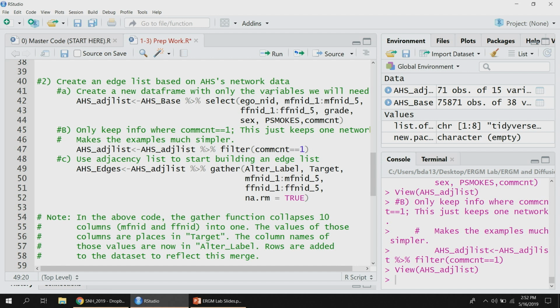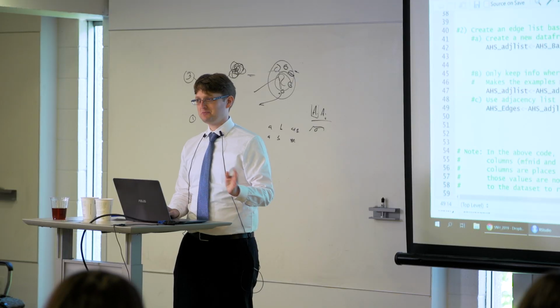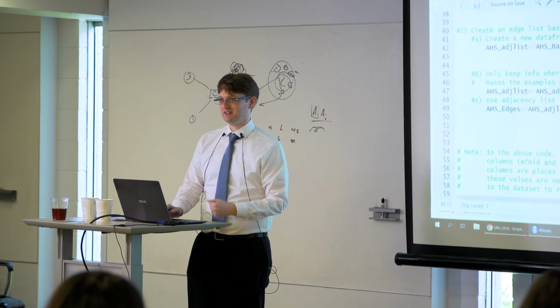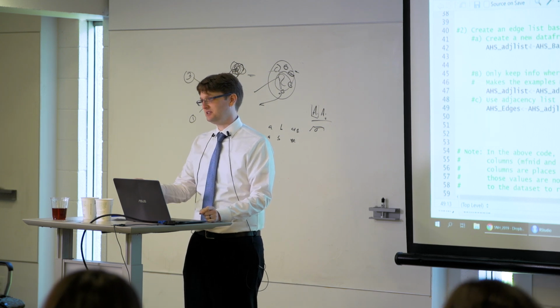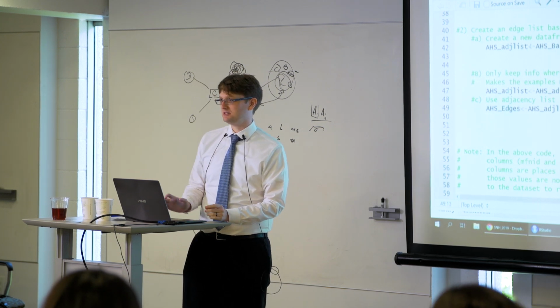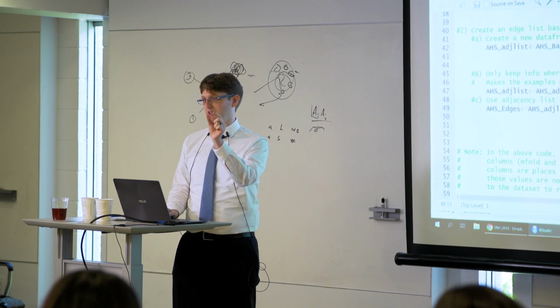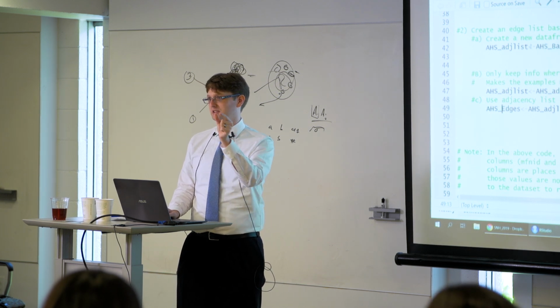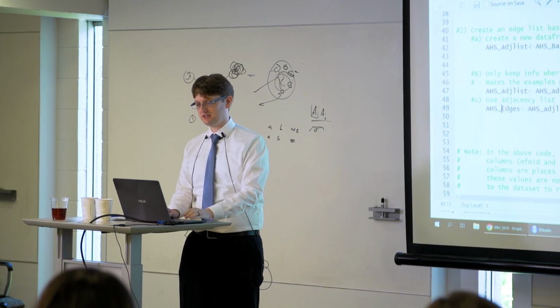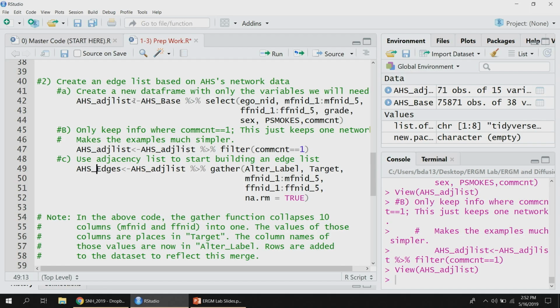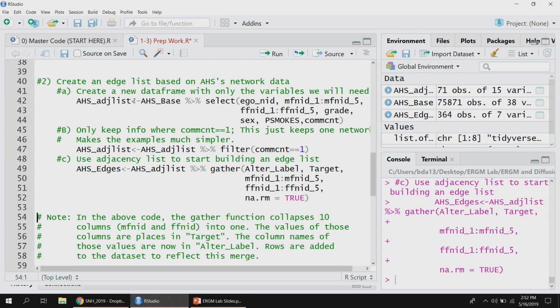All with me? Awesome. All right. So we want to now convert our adjacency list to an edge list. We've learned about these different data types before, these formats for data. So right now, again, we have different columns representing each friend nomination. What we instead want to do is have one column that represents who you nominated, and then lots of rows for all the different nominations you sent. It's really useful for when we convert things to matrices.